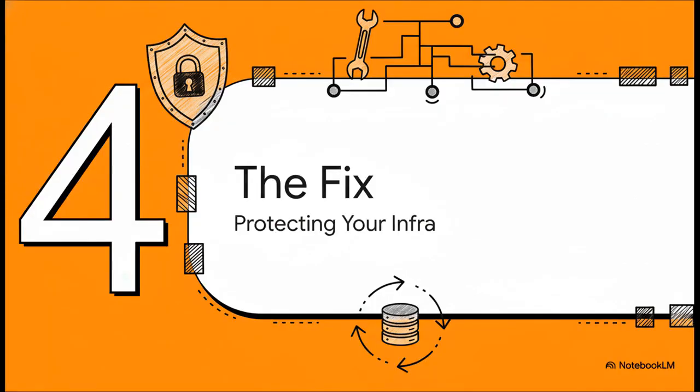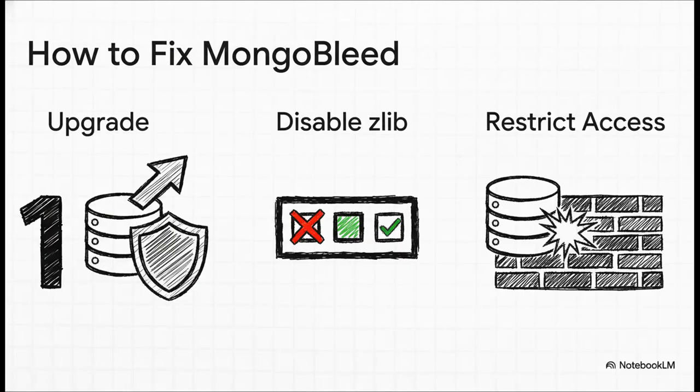Okay, enough of the doom and gloom. Let's talk about solutions. How do we protect ourselves from this? You basically have 3 lines of defense, and you should think about them in this order. Number 1, the best and most complete fix is to just upgrade. Get to a patch version and the vulnerability is gone. If for some reason you can't do that right away, there's a workaround. You can disable the specific compression library that has the bug. And finally, number 3, the best practice that would have stopped this attack before it even started. Restrict network access. Your database should not be on the public internet, period.